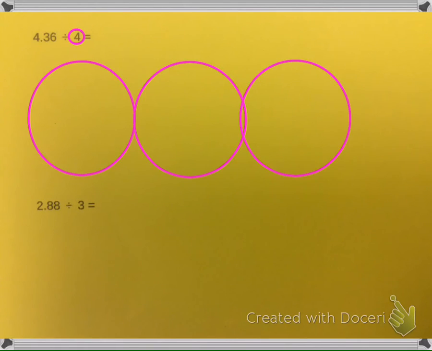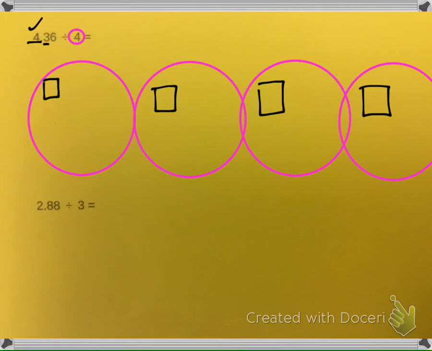Okay, the next questions, we have this one and the next one. So now we have 4 groups. So 1, 2, 3, 4 groups. And I have 4 wholes. So 1, 2, 3, 4. And then I have 3 in the tenths place. So that means that the 3 has to be regrouped. I cannot do anything with 3 tenths since I have 4 groups.